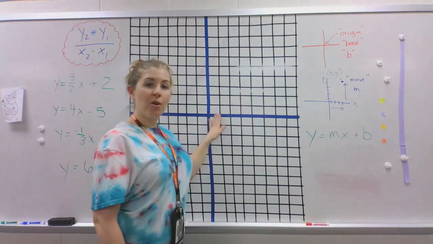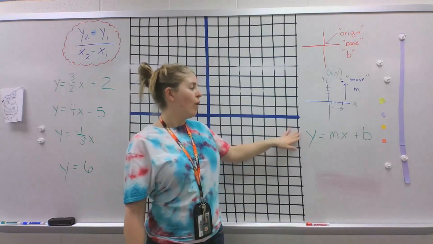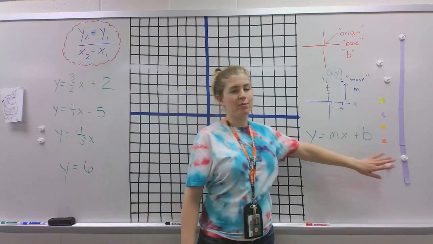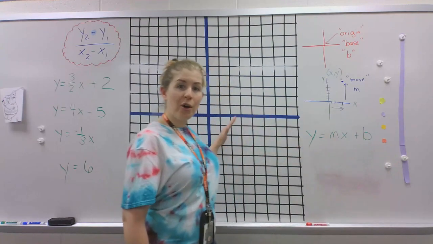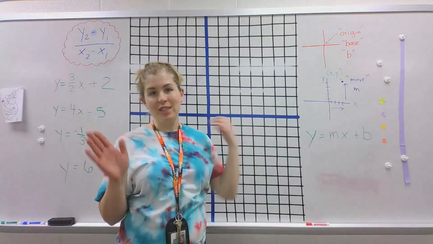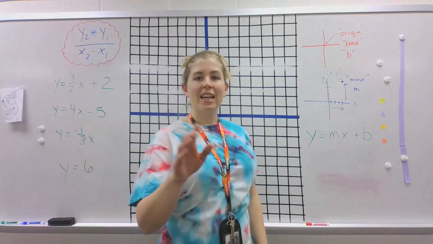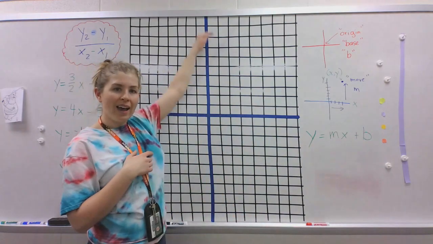We know that this is the origin. We know that this is slope-intercept form: y equals mx plus b. In our last video, we talked about how the m represents the slope, so it's the angle that the linear equation is taking on the graph. And the b would be where it crosses the y-axis.